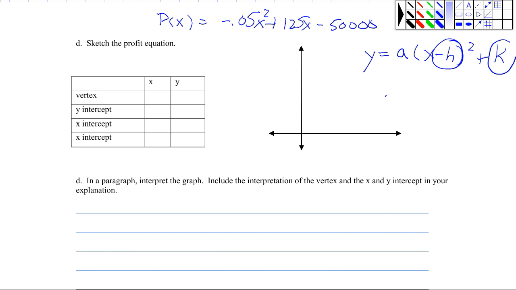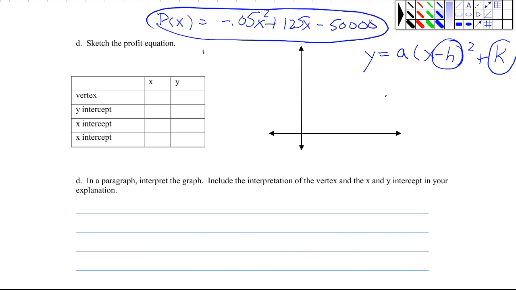For the quick and dirty method, you have to recall that since this is a quadratic equation, we can say that a is equal to the number in front of the x squared. We can say b is the number in front of the x. And that's actually all we will need this time. The x-coordinate of the vertex, we can always find by dividing negative b by 2a. So in this case, that is negative 125 divided by negative 0.05, and that turns out to be 1250.